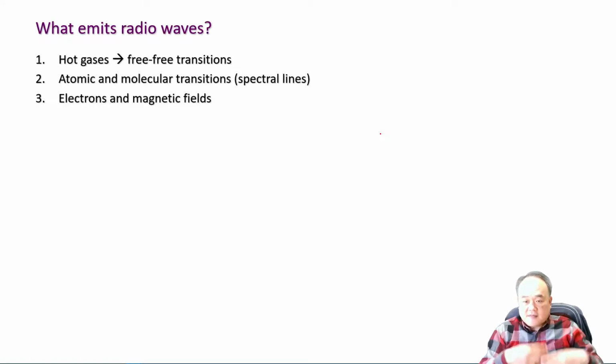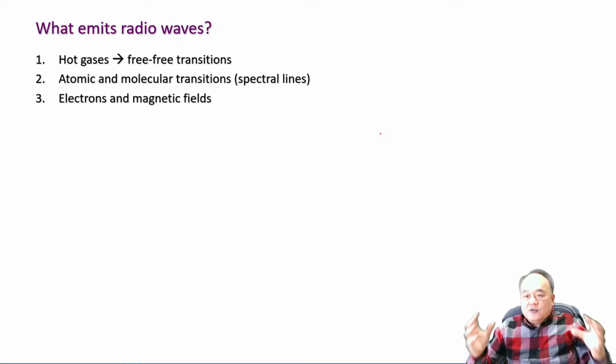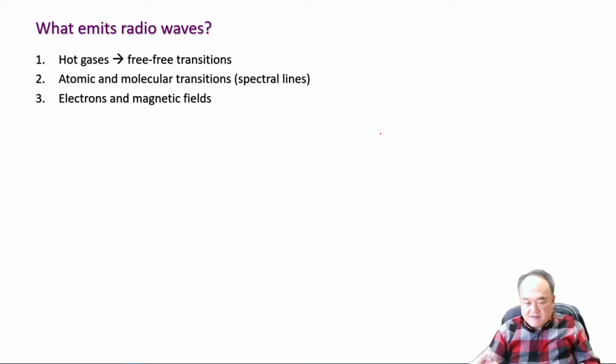Okay? Another type of radio source is electrons interacting with magnetic fields. In the universe, various places and objects have magnetic fields: stars have magnetic fields, the interstellar medium has a magnetic field, and even galaxies have a magnetic field. It is suspected that the intergalactic regions may also have some magnetic field as well, although it can be weak.